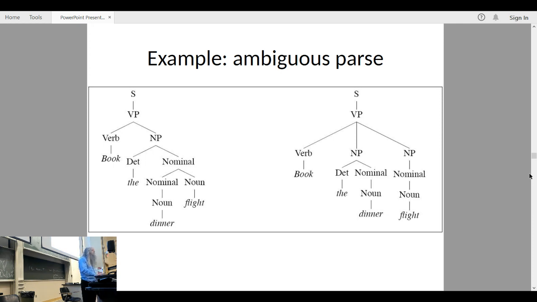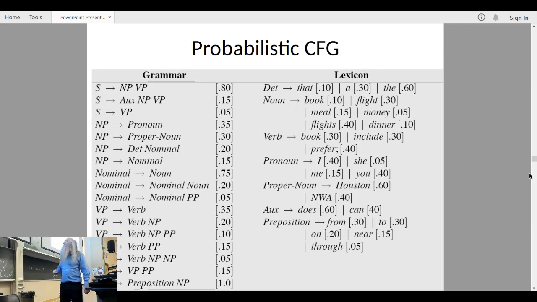Okay? So what we can do is add some probabilities, and as if by magic, these get the right result. So where did I get the probabilities from? Well, it's very clear I got the probabilities from the Jurafsky and Martin book. But where did they get the probabilities from?